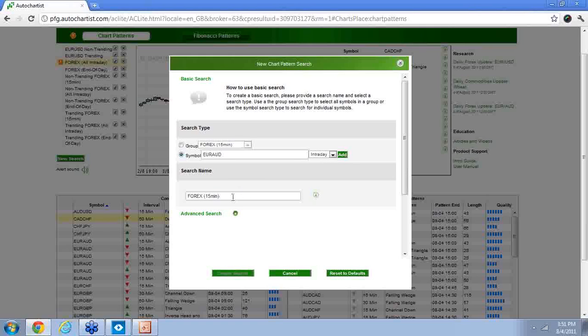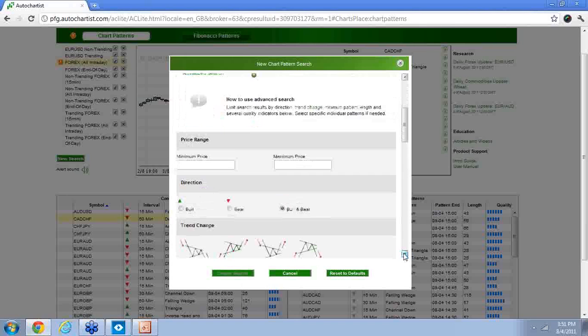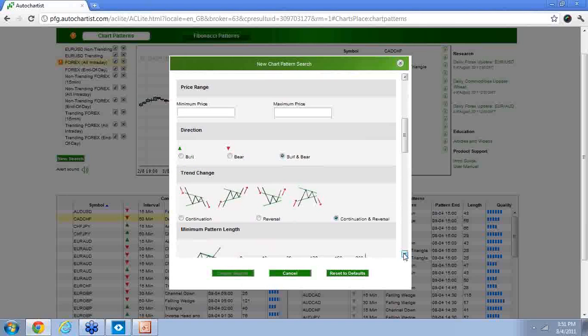Okay, then you have the ability to name your search right here, so that you can go back to that search anytime you want to and know exactly what's in there. And then you also have the ability to do an advanced search. And in the advanced search, we'll be able to set things like price range. It's not that important for the currency markets that you set a price range, but some people that use the program for equities like to set price ranges.